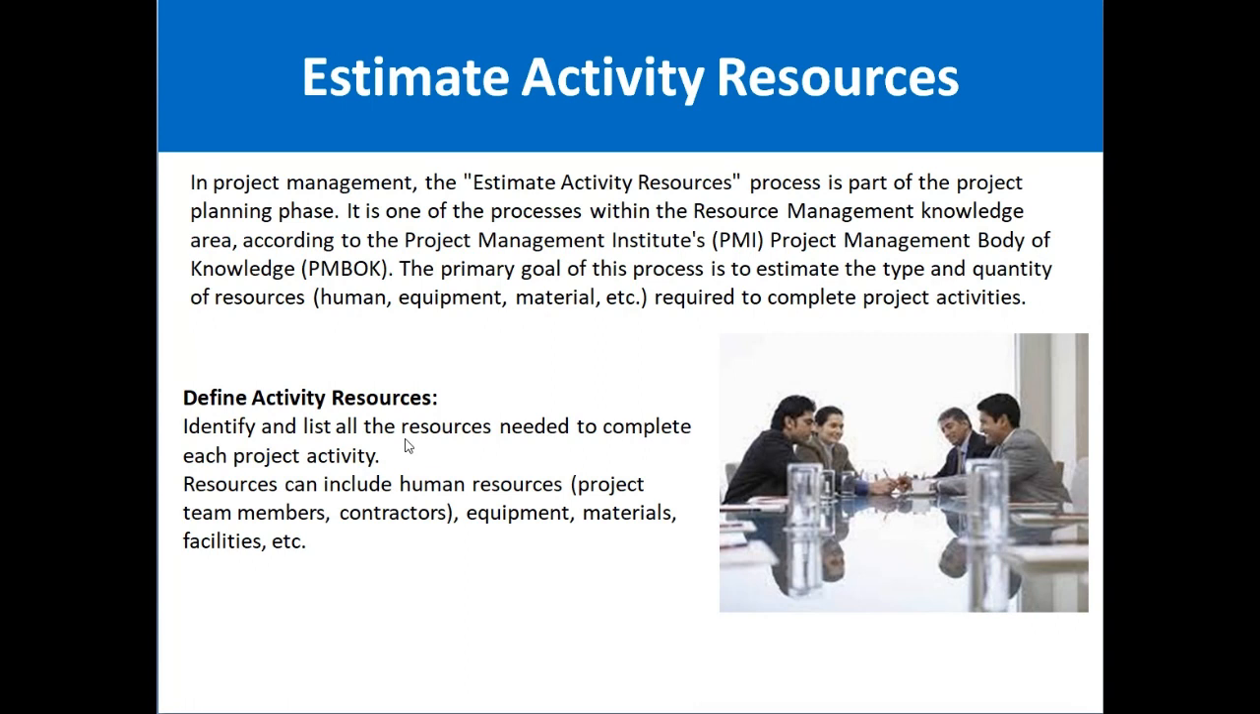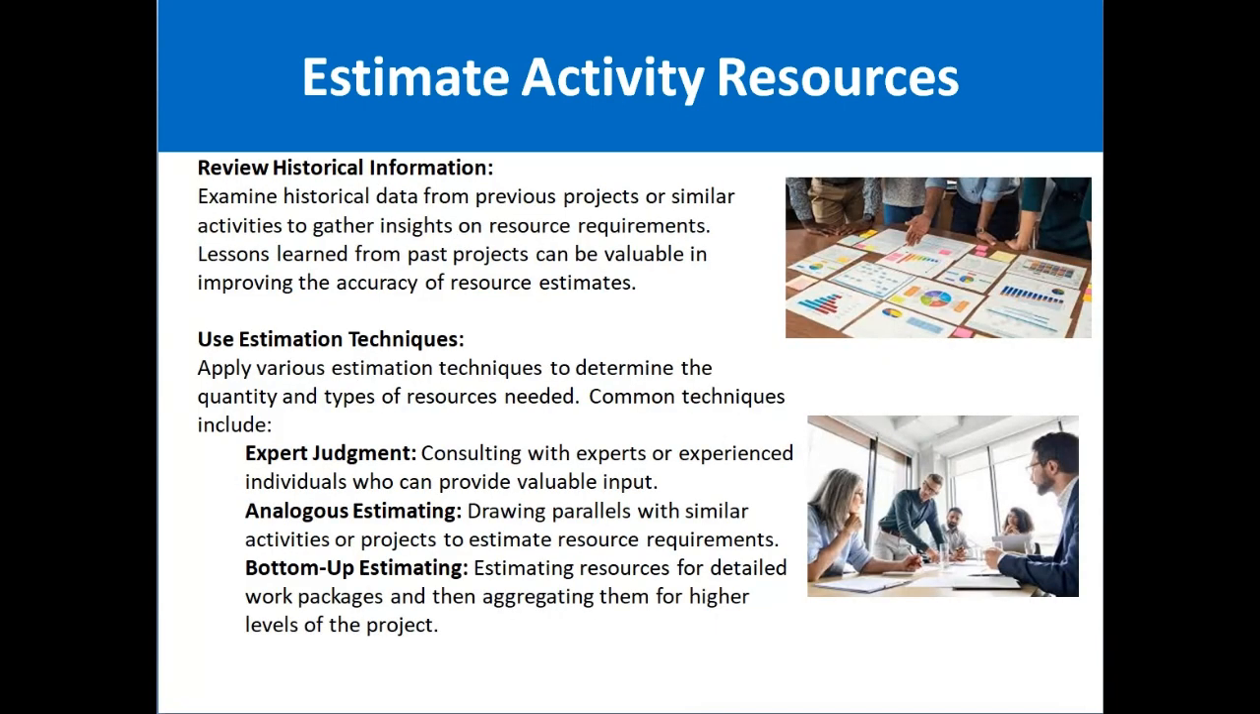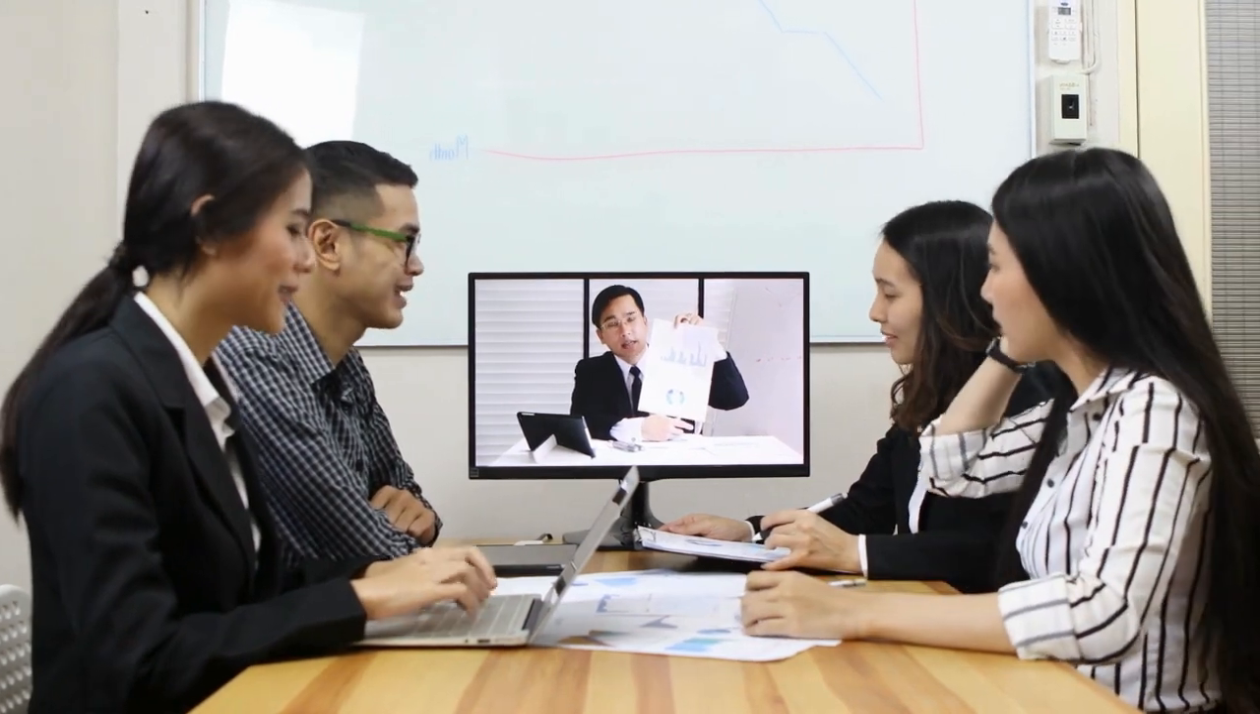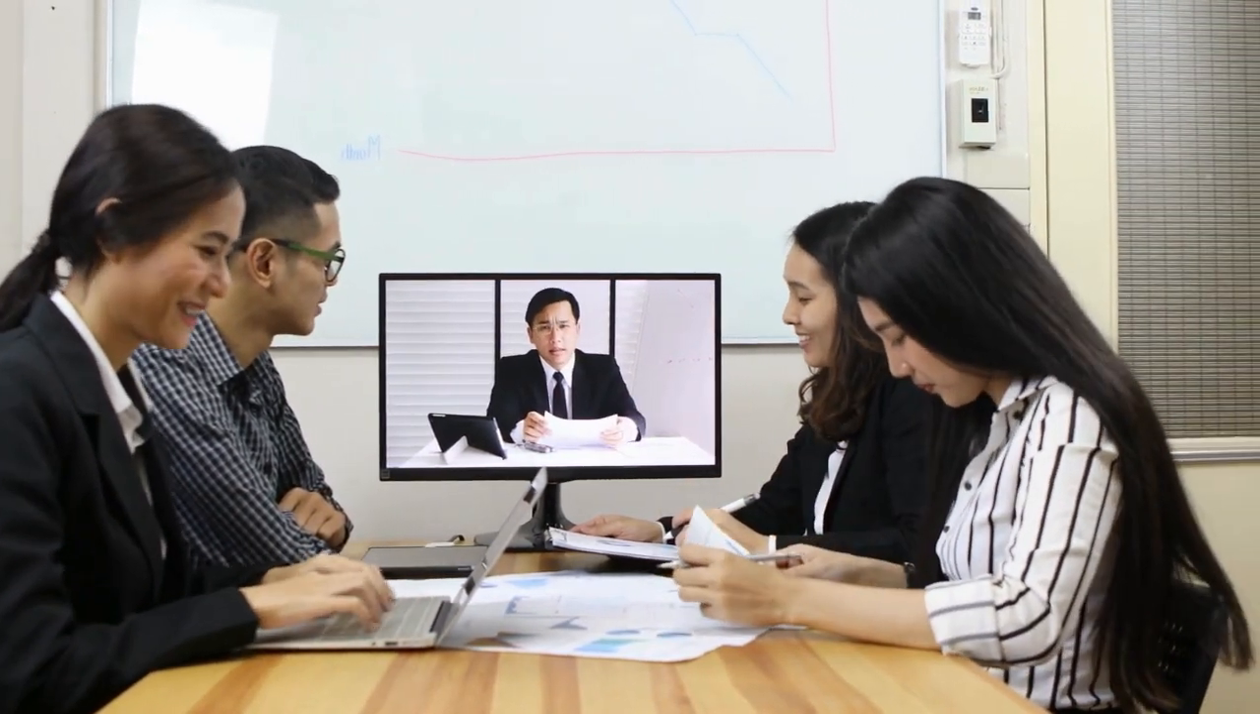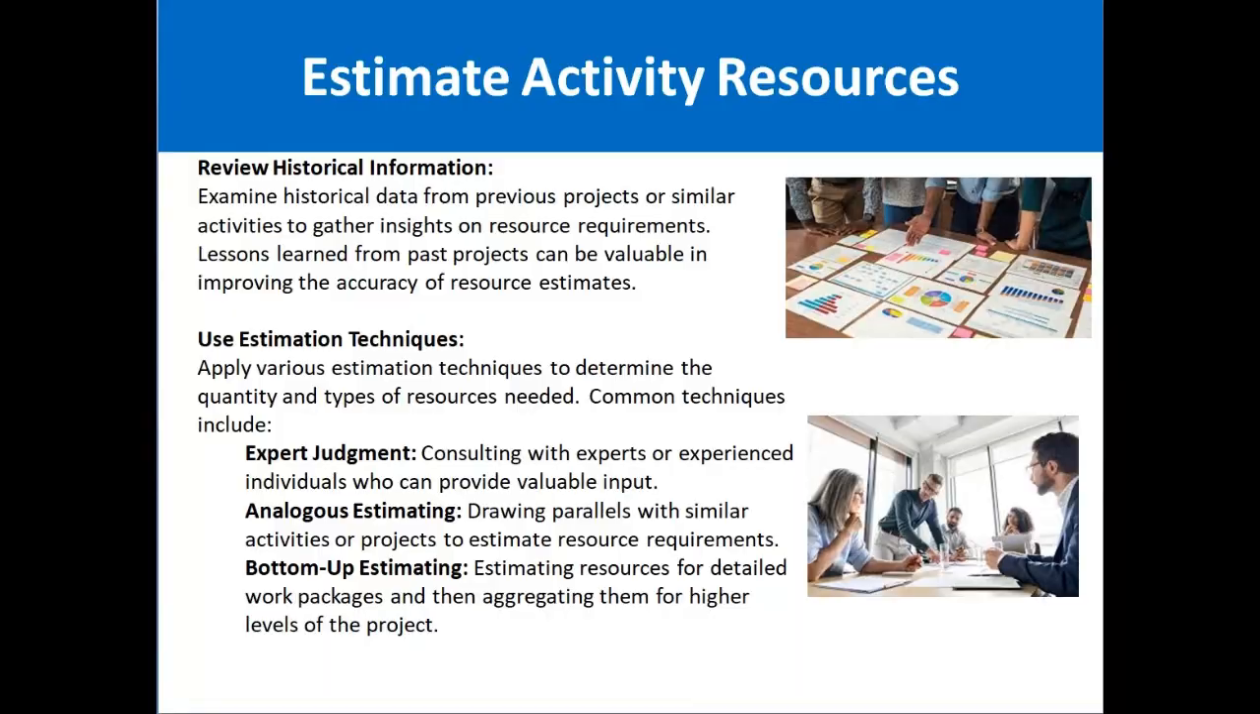That means identify and list all the resources needed to complete each project activity. These resources can include human resources like project team members and contractors, equipment, material, and facilities, etc. Next is reviewing historical information. This means examining historical data from previous projects or similar activities to gather insights on resource requirements. Lessons learned from past projects can be valuable in improving the accuracy of resource estimates.